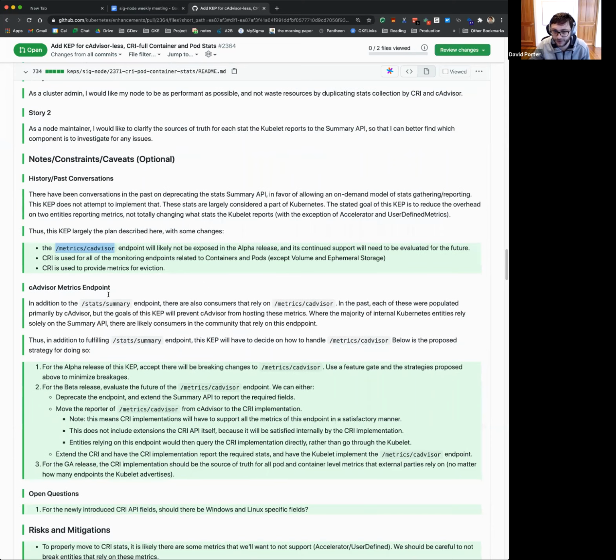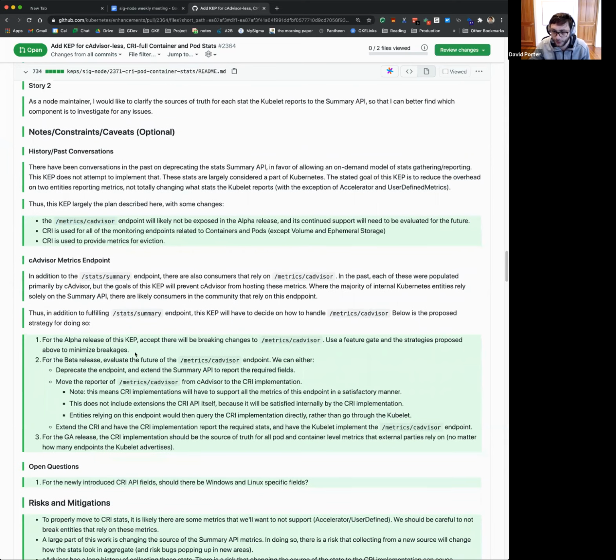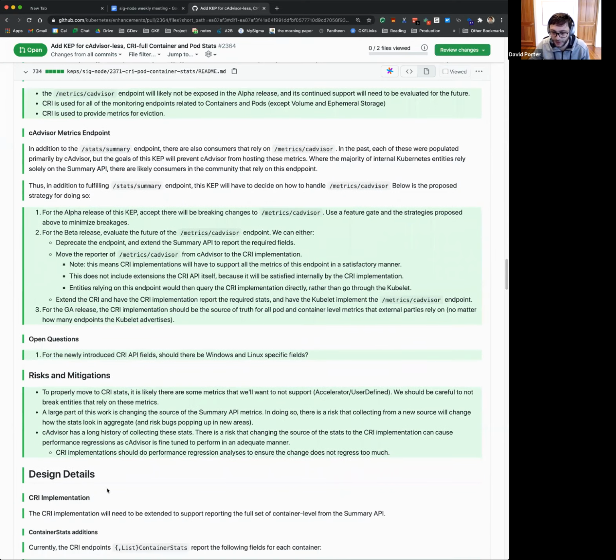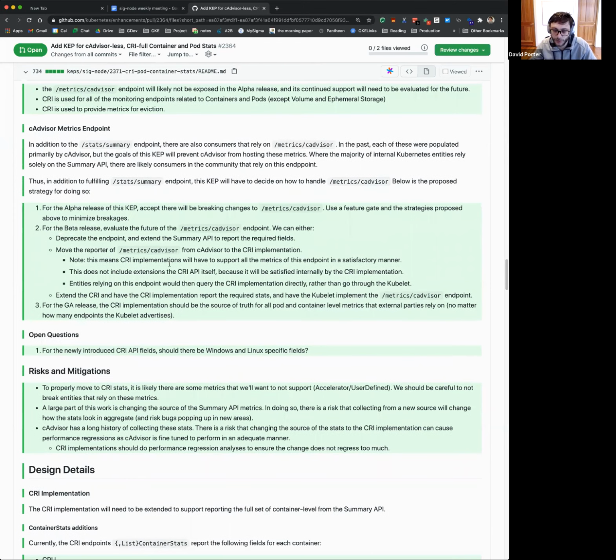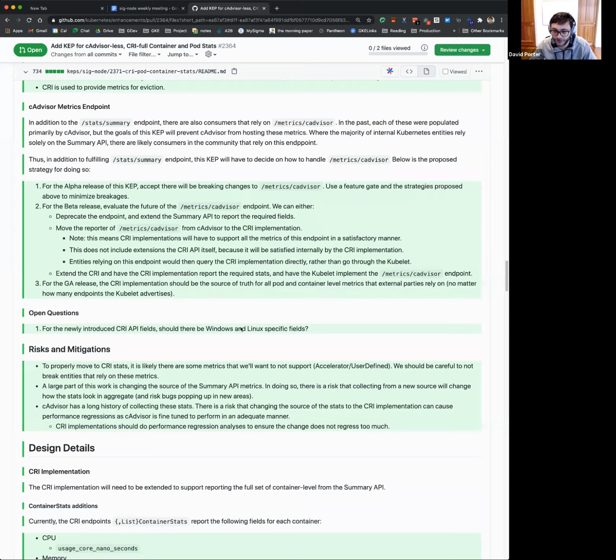There's a section that talks specifically about the migration path. The whole idea, from a high level, is to make it as least of a breaking change for users as possible, so that if they're using the summary API, they should have minimal changes. If they're using the metric cAdvisor endpoint, long term we want minimal breaking changes there too. But of course, cAdvisor collects a lot of metrics today that are present in this endpoint that probably don't make sense to add to CRI, so some metrics will probably have to be skipped. There will be some type of migration here, but we're hoping to keep it minimal.